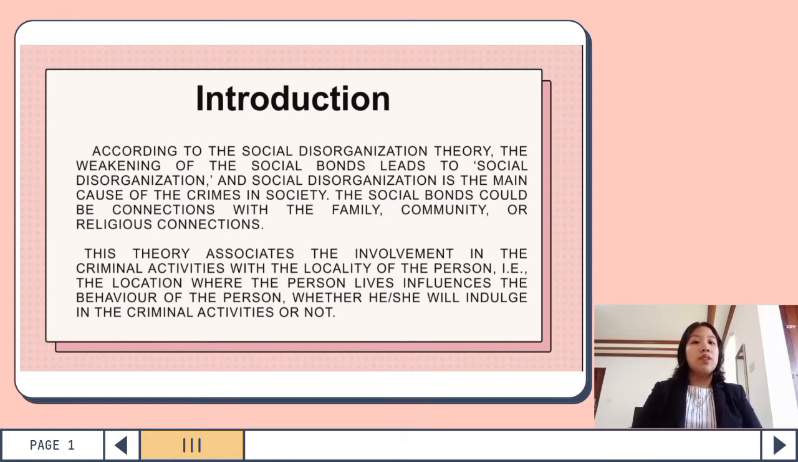This theory associates involvement in criminal activities with the locality of the person. Also, the location where the person lives influences the behavior of the person, whether he or she will indulge in criminal activities or not. So basically, the definition explained that social disorganization theory is a society or community with a lack of unity, or it is disorganized, which leads to uncontrolled behavior of individuals that results in engaging them in different criminal activities. The theory defined that the cause of social disorganization is based on the people, location, or the place where they live.